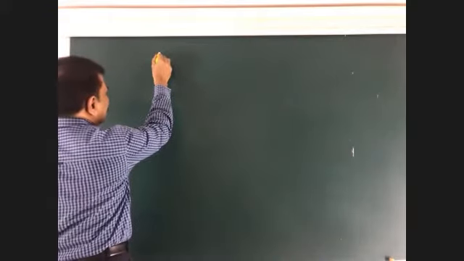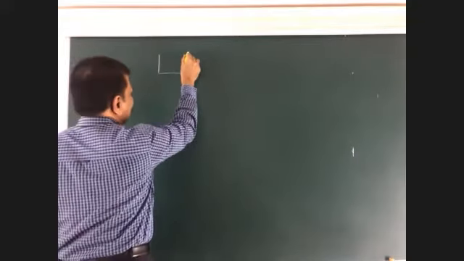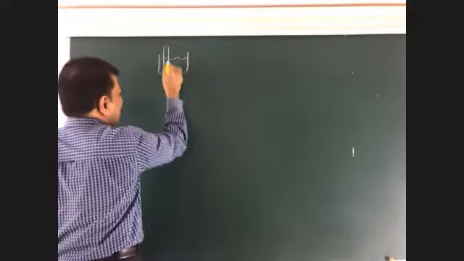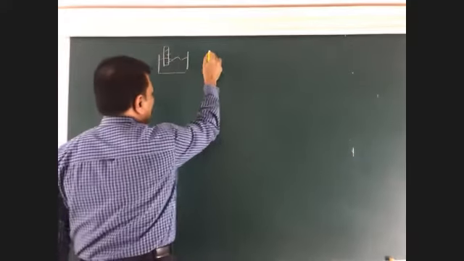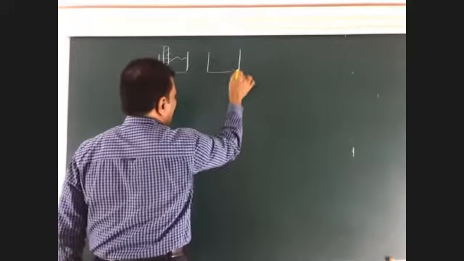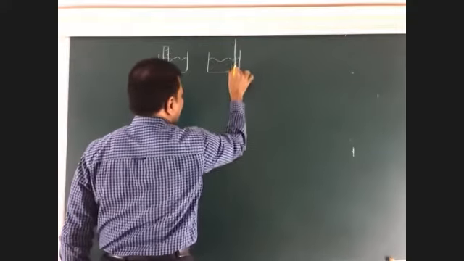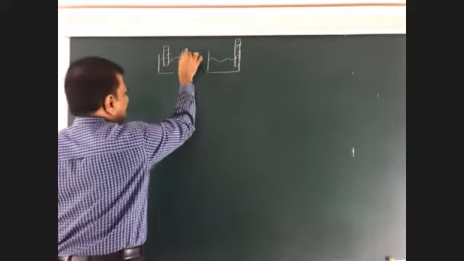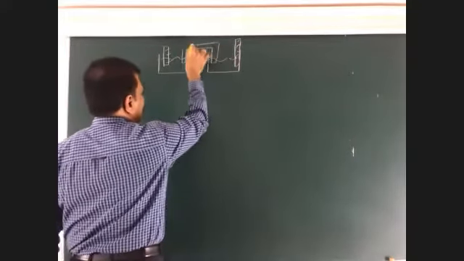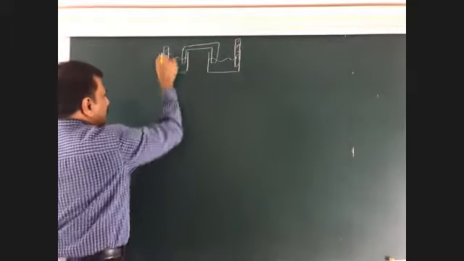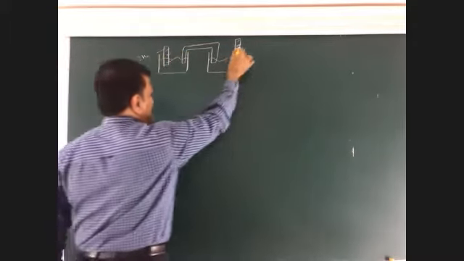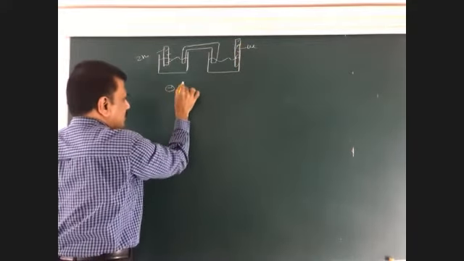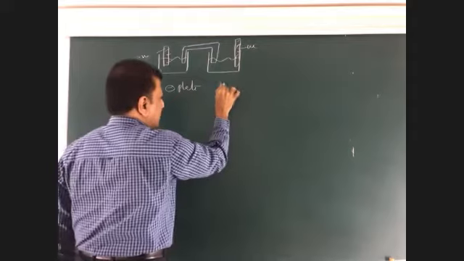The Daniell cell comprises a zinc electrode like this, that is a zinc rod placed in zinc sulfate solution. Similarly, a copper rod placed in copper sulfate solution, and these two are connected by a salt bridge like this. This is zinc and this is copper. This is called the negative plate. This is called the positive plate.